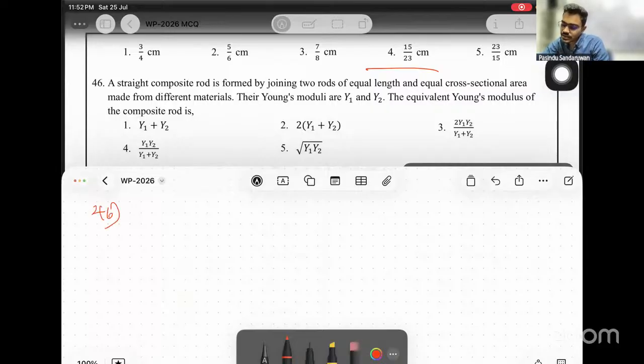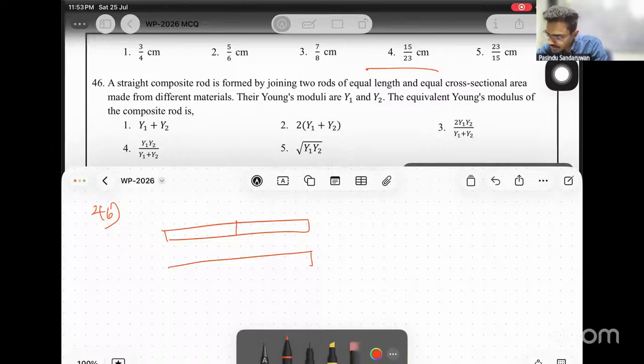46. A straight composite rod is formed by joining two rods of equal lengths and equal cross-sectional area made from different materials. The Young's moduli are y1 and y2. The equivalent Young's modulus of the composite rod is. Okay, then let's say these two are the two rods connected together. Then the equivalent is here. If they are L and L, the length of the equivalent should be 2L.